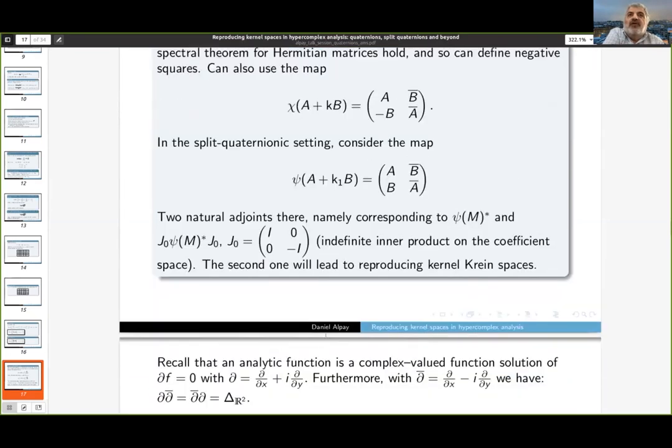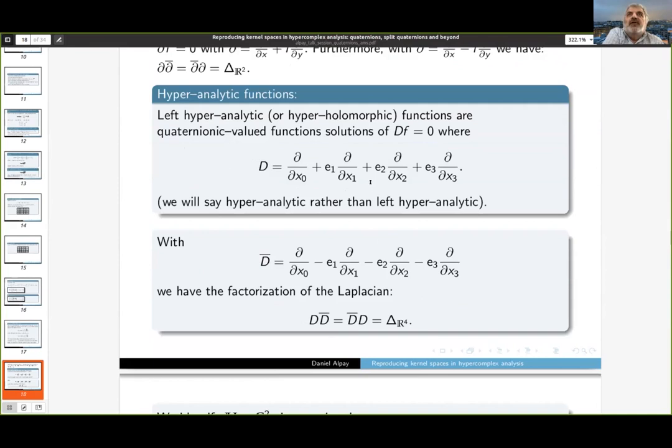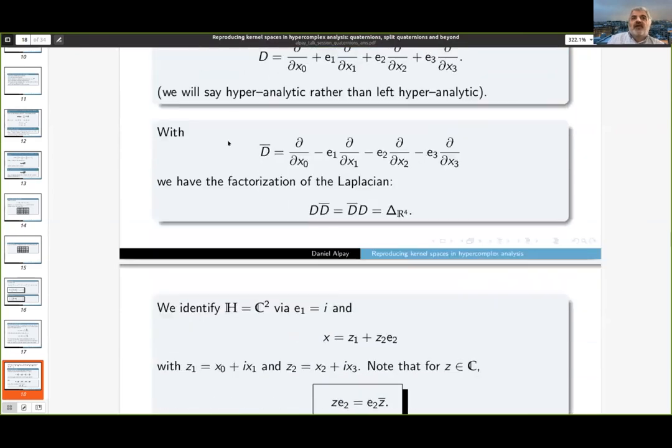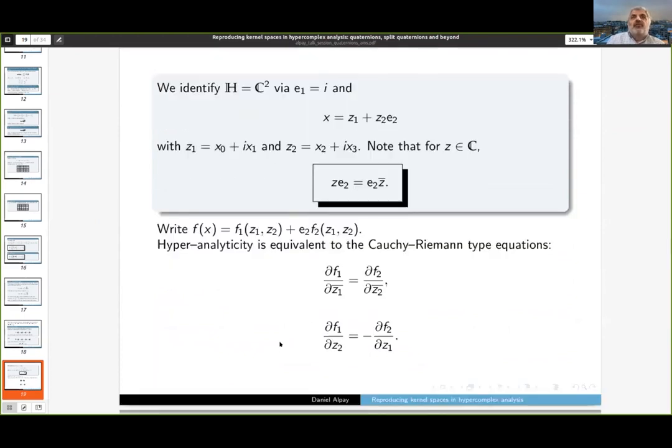Now, I would like to show some spaces. So we have a Cauchy-Fueter operator here, and let's call hyperanalytic functions those which are in its kernel. If you define d bar like this, you will notice that d d bar factorizes the Laplacian in R4 in the same sense that this classical operator factorizes the Laplacian in R2. Also, if you identify H with C2, you get pairs of Cauchy-Riemann equations, but they will not play a role here.